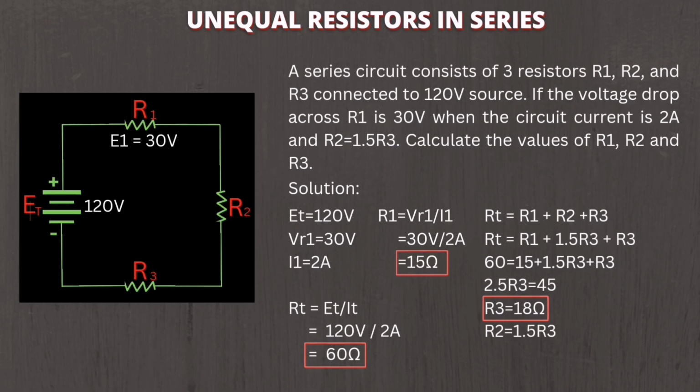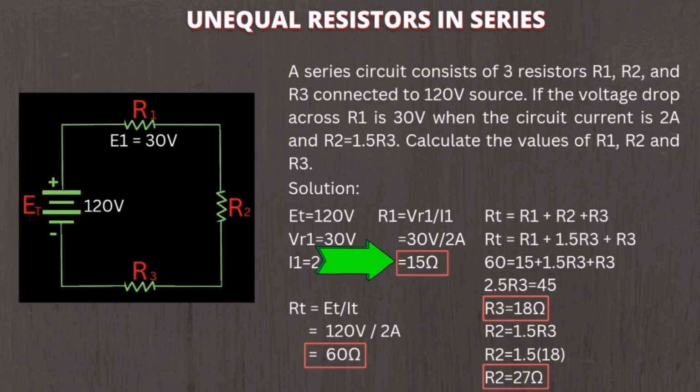Then solving R2, which is equal to 1.5 R3, since we already solved the value of R3, we have R2 is equal to 1.5 multiplied by 18 ohms. So R2 now is equal to 27 ohms. So guys, as a summary, the value of R1 is equal to 15 ohms, the value of R2 is equal to 27 ohms, and the value of R3 is equal to 18 ohms.